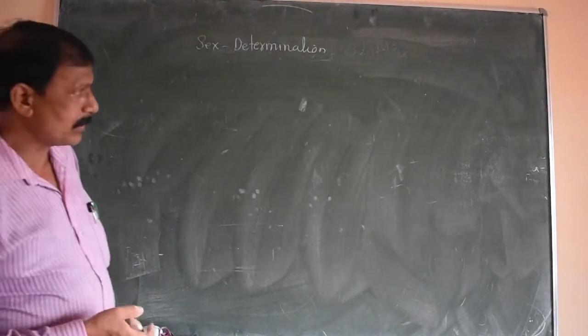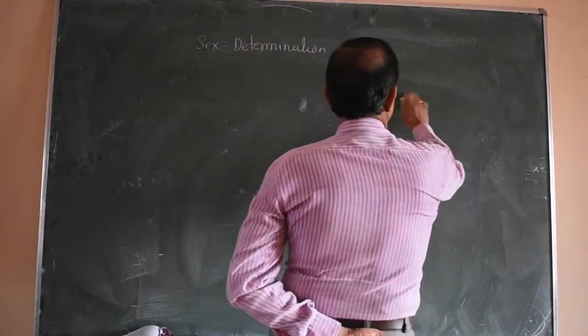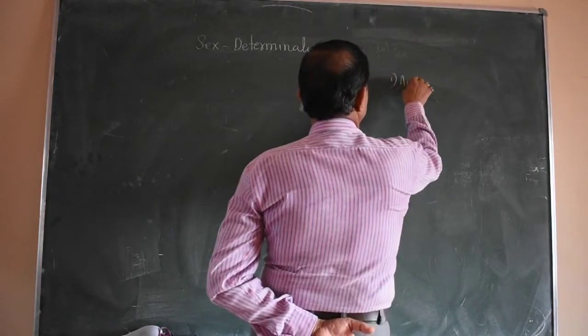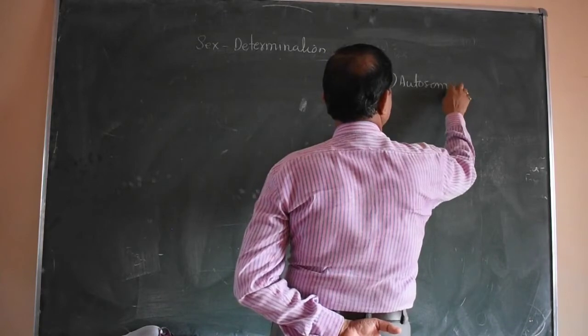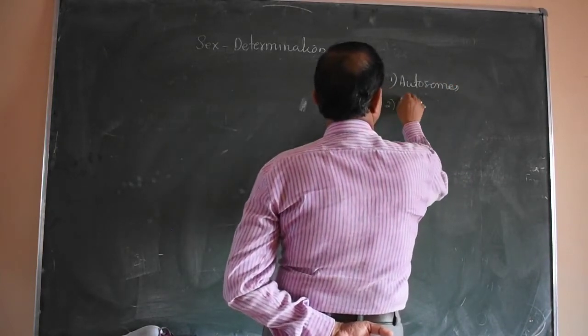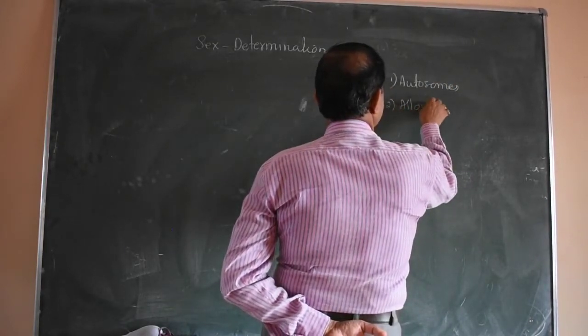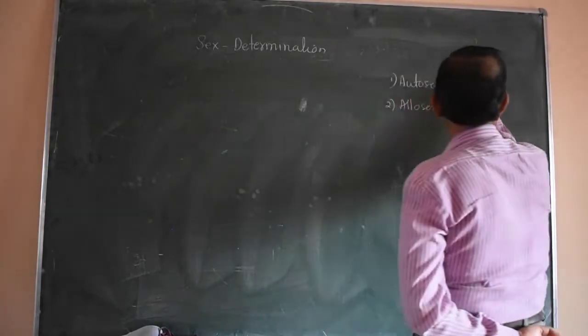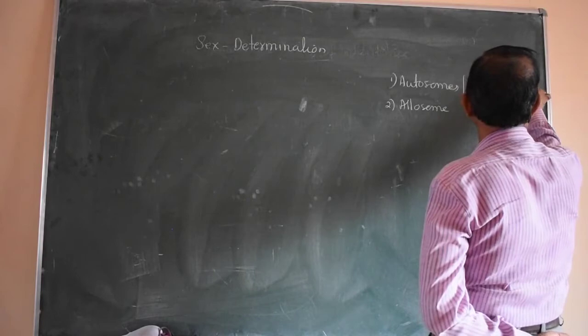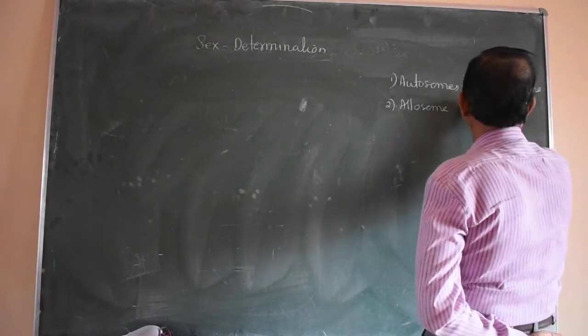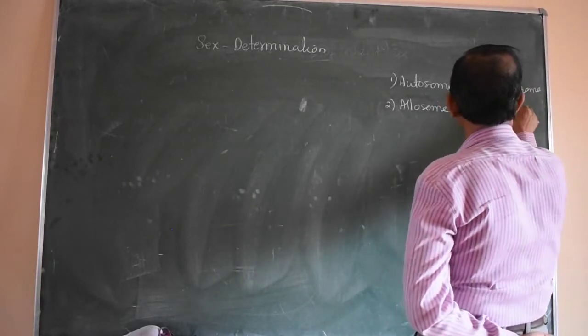Because you know that we return back to the earlier topic. There are two types of chromosomes: one is autosomes and another one is allosomes. As I said, autosomes are somatic chromosomes, and allosome means it is a sex chromosome.